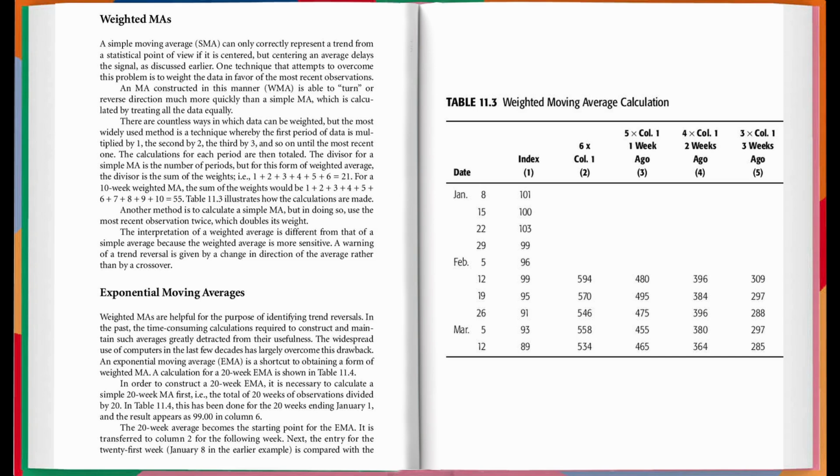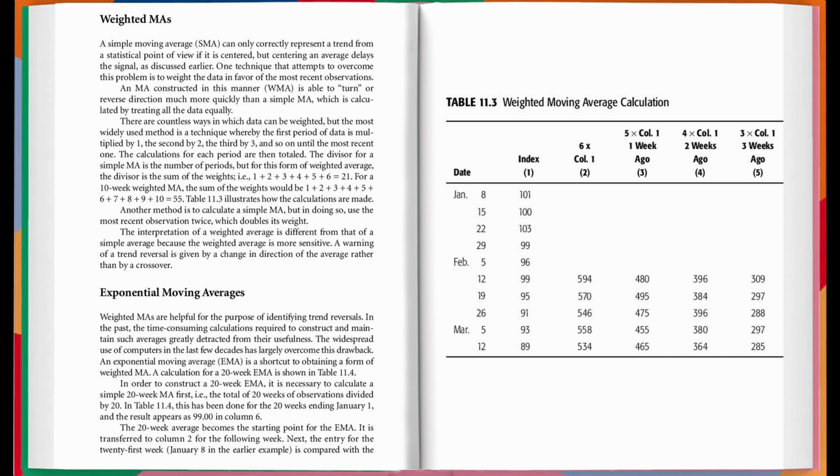In order to construct a 20-week EMA, it is necessary to calculate a simple 20-week MA first, i.e., the total of 20 weeks of observations divided by 20. In Table 11.4, this has been done for the 20 weeks ending January 1, and the result appears as 99.00 in column 6. The 20-week average becomes the starting point for the EMA. It is transferred to column 2 for the following week.